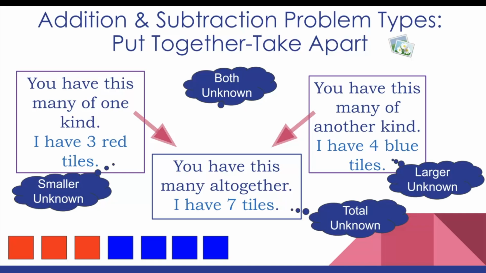A both unknown problem type might sound like this. I have 7 tiles. Some are red and some are blue. How many red and blue tiles might I have? Show 3 possible answers. Take a minute and pause here and jot down any notes in your note catcher about put together, take apart problems.